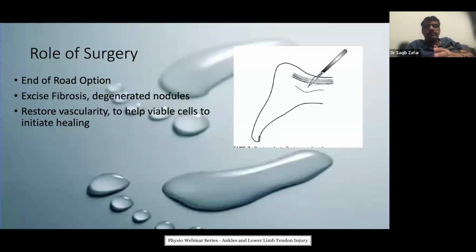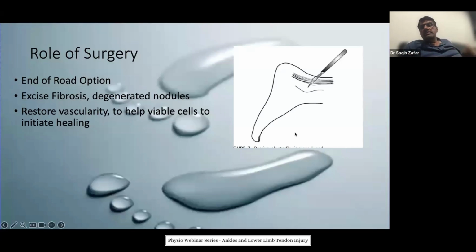In surgery, basically what we do is that we go into the tendon, we excise the scar tissue and any degenerated tissues, and we try to stimulate the healing response again by creating some microtrauma, which will bring the vascularity. And that vascularity brings some healing cells, such as platelets, around there, and they can initiate or potentiate the healing response which is happening.